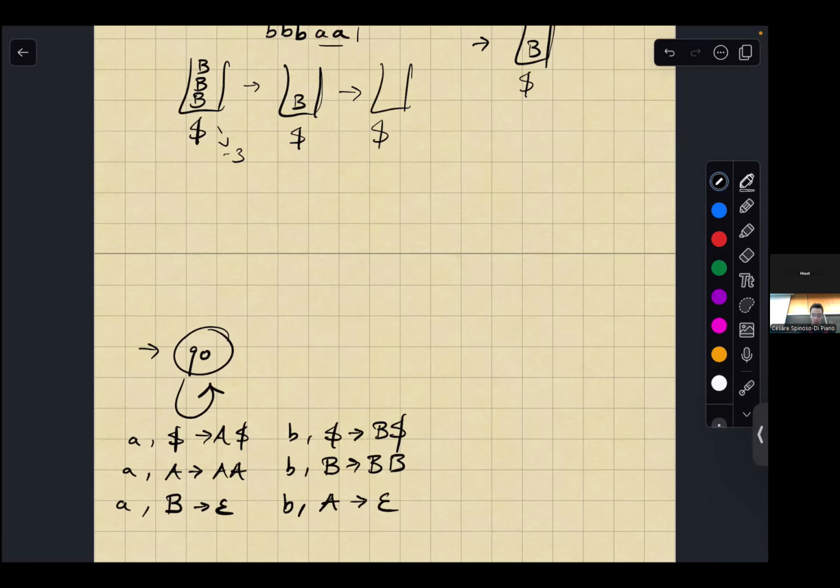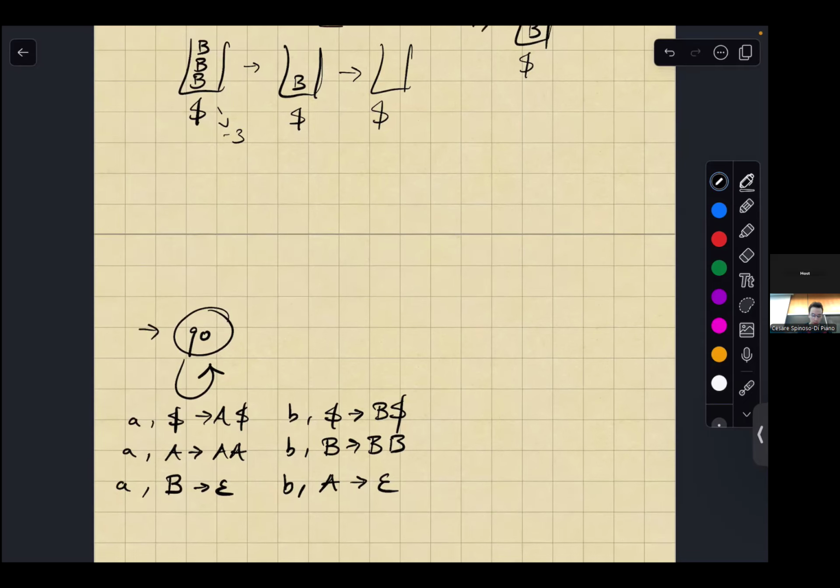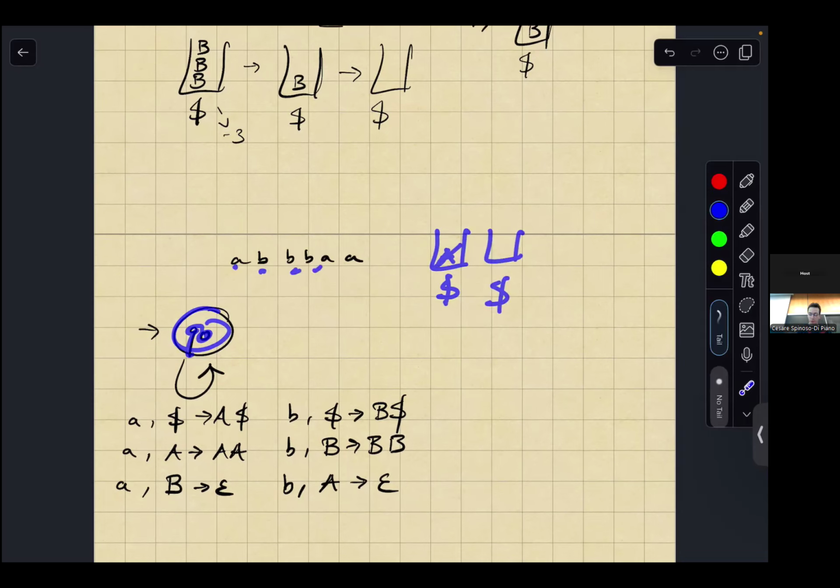Normally this would account for the logic of something like this: you start at Q0, you read this A, so you have a dollar sign, then you push an A. Then you read this B, so you pop the A. Then you read two B's, so you push two B's. Then you read two A's, so you pop these two B's, and at the end you have an empty stack. And if you have an empty stack, then you transition to the accept state.